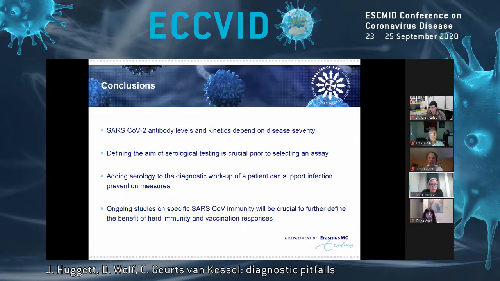So that's what I wanted to talk about. In conclusion, the antibody levels against SARS coronavirus 2 largely depend on disease severity. The aim of serological testing is very important once you select an assay, and I think it should really be part of the diagnostic choices. We think that adding serology to a diagnostic workup of patients who are admitted to the hospital can really support infection prevention measures, although additional commercial assays will be very helpful in that regard.